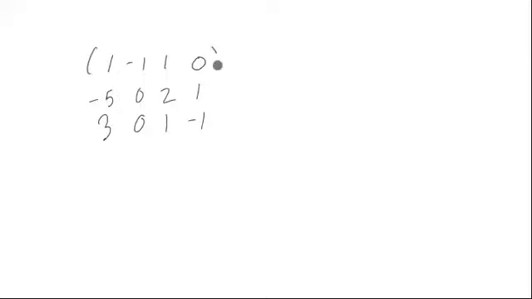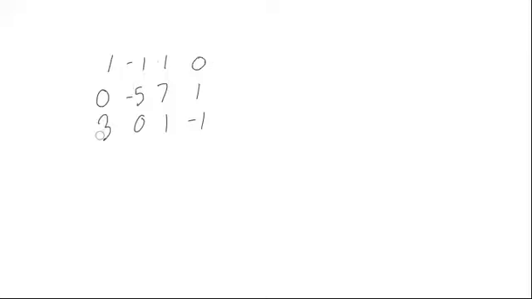We can take the top row, multiply it by 5, and add it to this row right here, so that we'd end up with 0, and negative 5 plus 0 would give you negative 5. And 5 plus 2 would give you 7. And then 0 plus 1 is just what it is. Okay, so we've successfully at least used that 1 to get a 0 right here below it.